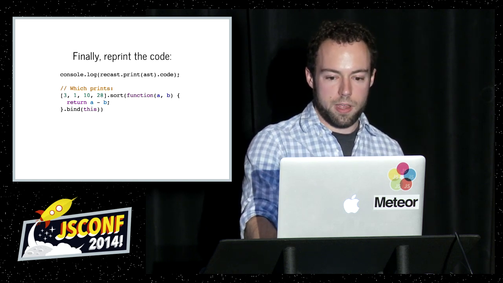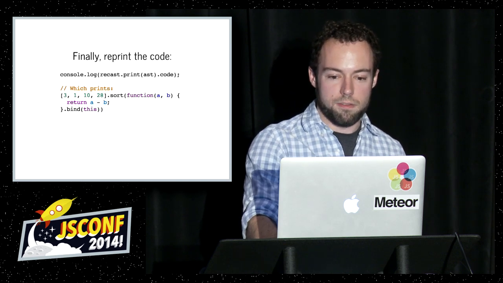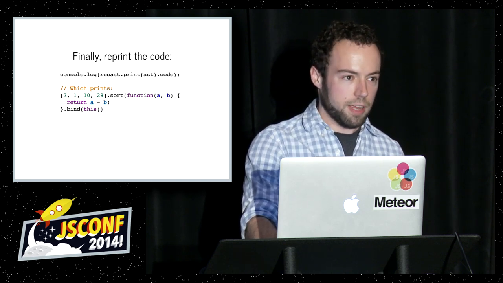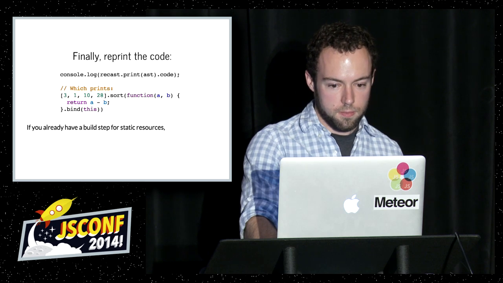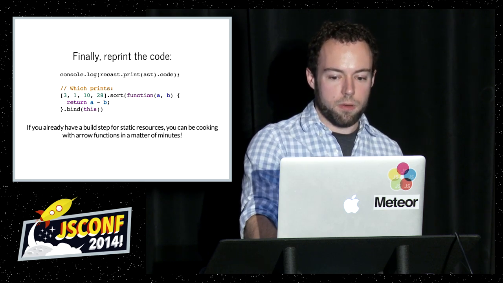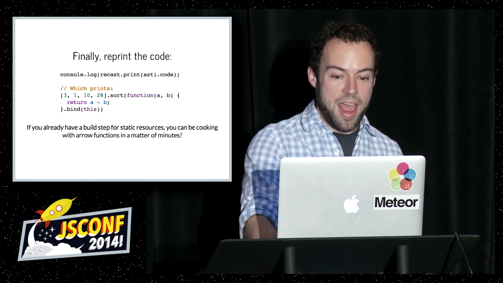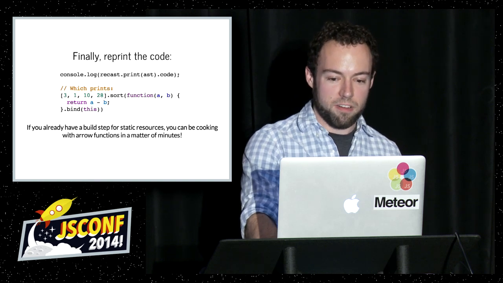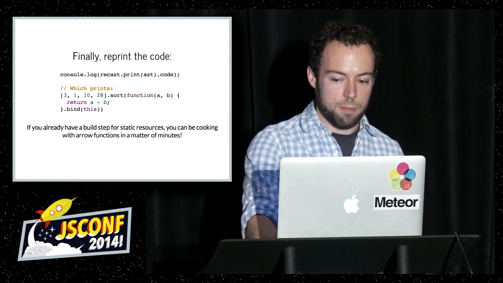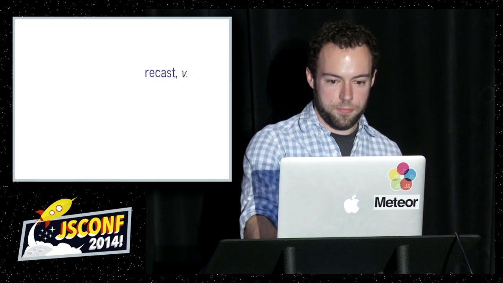Cool. So that's sort of a warm-up example of transforming code at the abstract syntax tree level. And if you already have a build step for static resources, you can have this newfound ability in a matter of minutes if you use Browserify or some other static build pipeline.